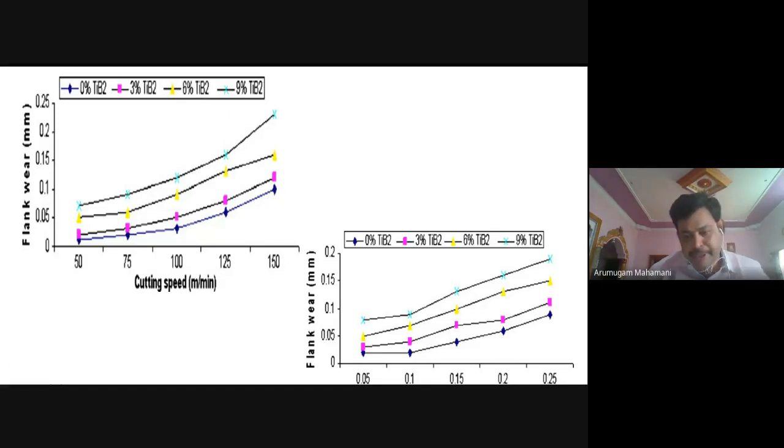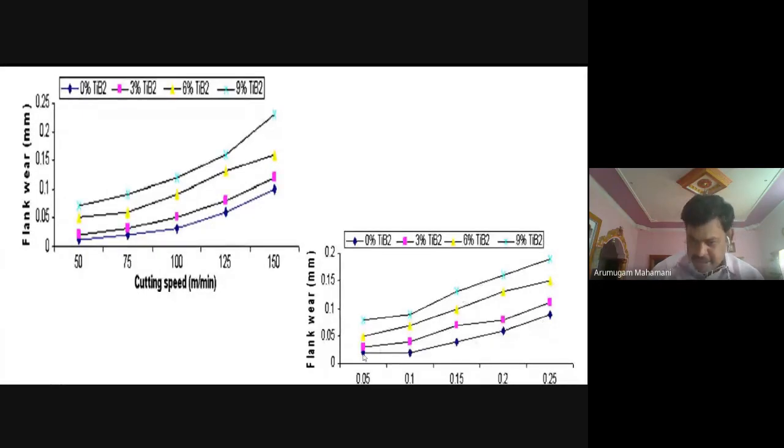Then again, coming to feed rate. Feed rate is a very important parameter. When compared to cutting speed, the feed rate gives more influence on the flank wear, right? For rate of feed, again, the same thing: increasing feed rate, the flank wear is increasing irrespective of all.